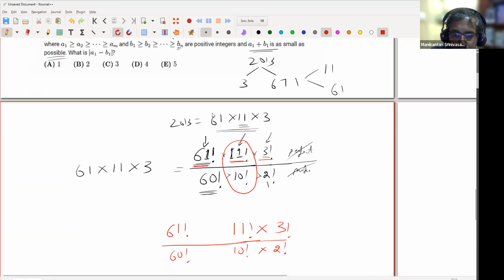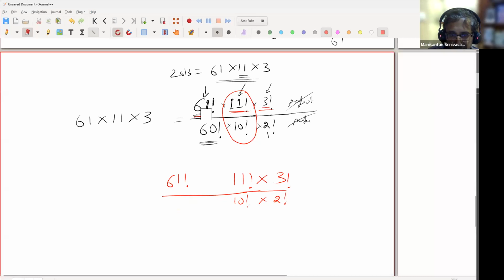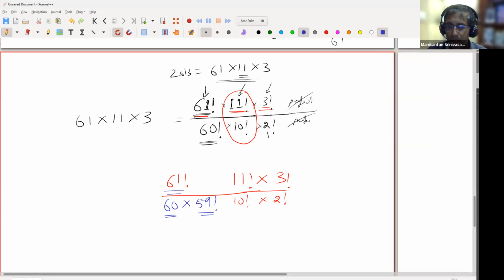So can I, all of them are factorials, right? Can I replace the 60 with some other combinations with factorials cancelling off? As in 60 times 59 factorial, so 59 factorial is done. Can I achieve 60 through a cancellation of factorials?